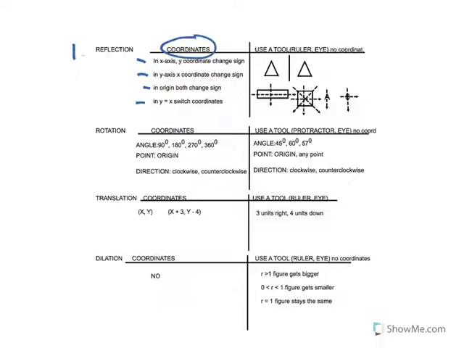Remember, when we're reflecting over a line like x equals 3 or y equals 1, we have to use this method here, a tool or a ruler. That's where you count the units to the line of symmetry and then replicate that distance on the other side. Okay.